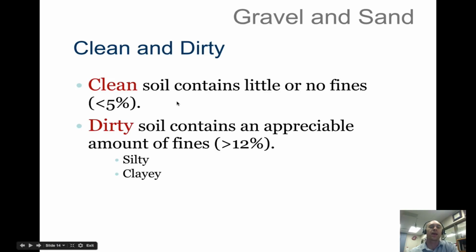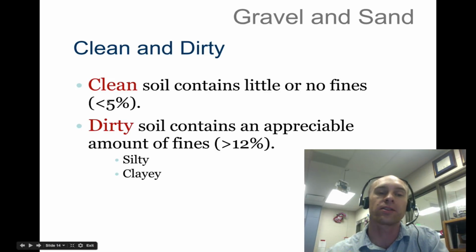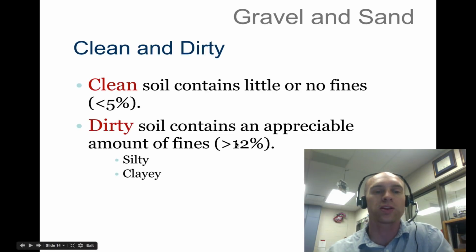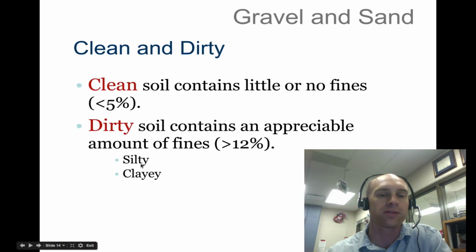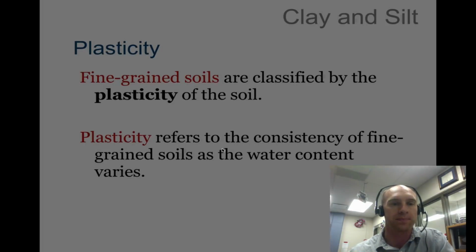Clean soils have little to no fines. There's less than 5% of fines. So it's mostly gravel. Dirty soils contain an appreciable amount of fines, more than 12% of silt and clay and things like that.